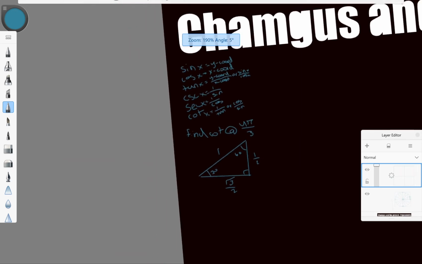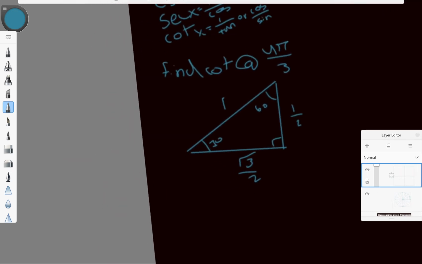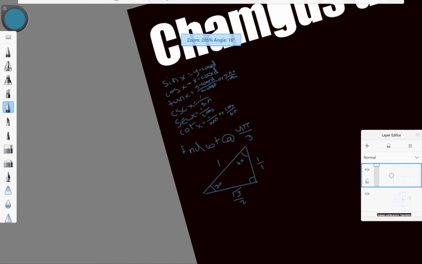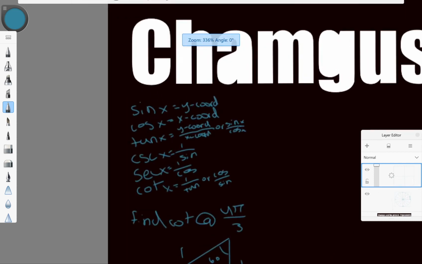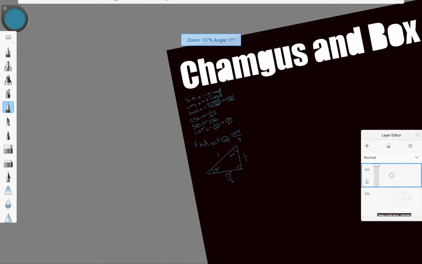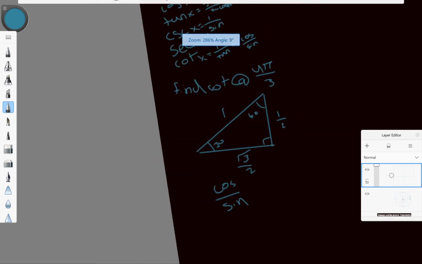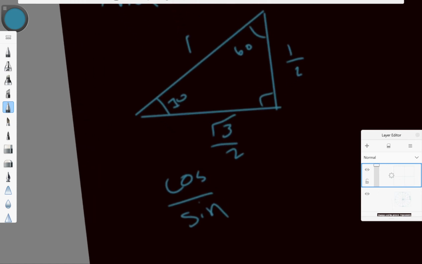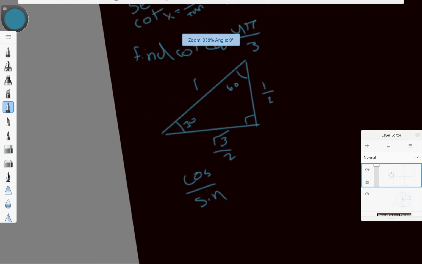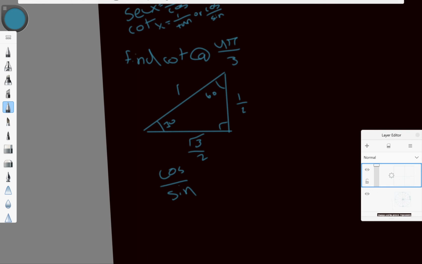So we know that if we're trying to find cotangent, that's 1 over tangent, or cosine over sine, right? Because it's 1 over sine over cosine, which is cosine over sine. So let's do cosine over sine, so we don't have to calculate tangent. So we need to find the cosine and the sine, right? We know that it's going to be some form of root 3 over 2 and 1/2. However, we don't know which one's sine, which one's cosine, which one's negative, which one's positive.